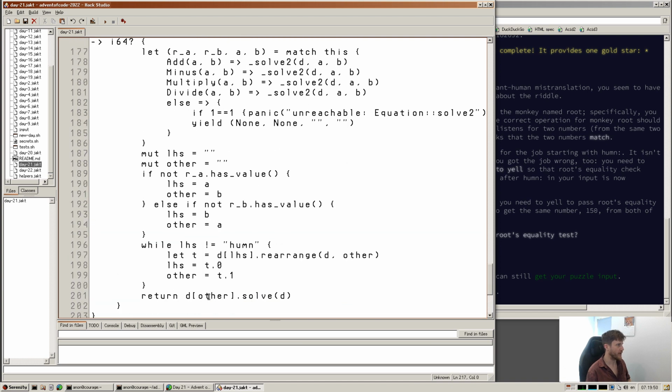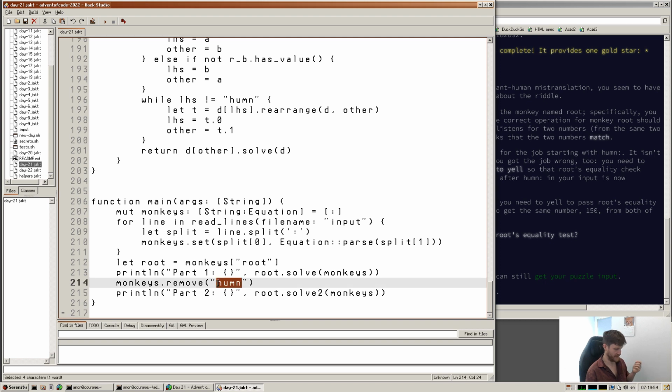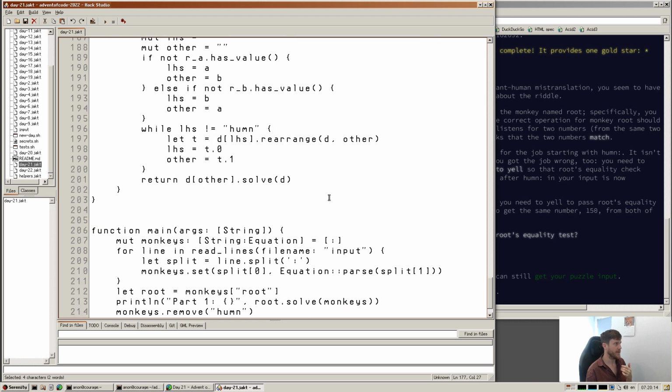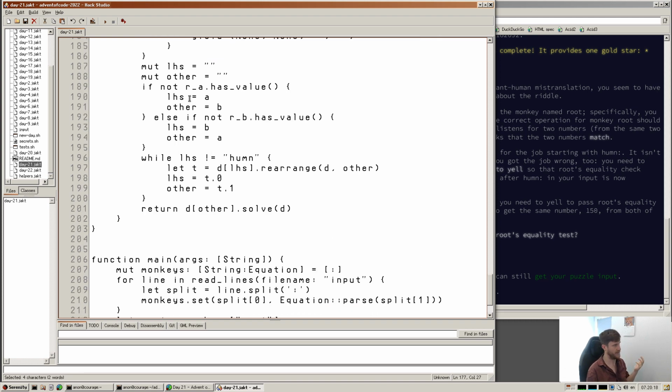So how we do that is we remove human from the graph, so things will fail, and then we call this solve2. And the solve2 calls that kind of underscore solve2, which will get results for the A and B portions, and it will also kind of return the A and B strings, which we will reuse. And here we kind of work out which is like the one side and which is the other side, like this. And while we're not just human equals something, we do this rearrange method on the left hand side. So we're basically rearranging the left hand side. It's more like expanding than rearranging, but I don't know, I call it rearrange.